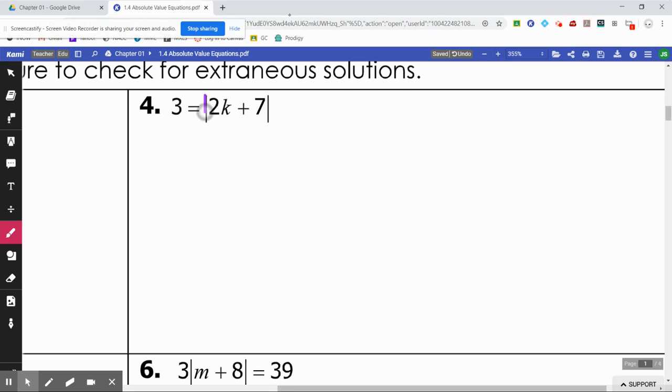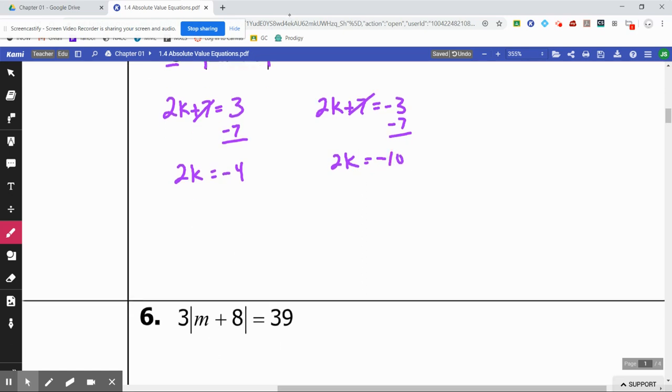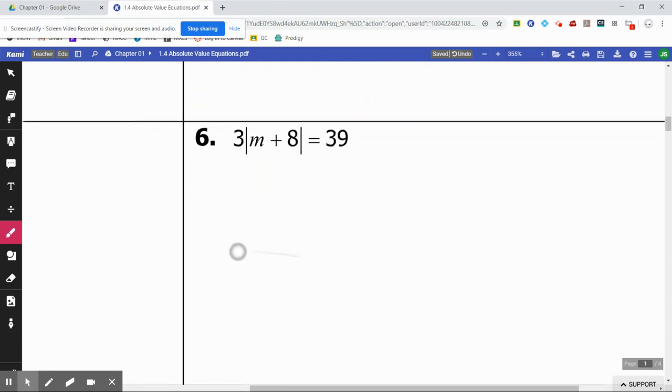Number 4. Again, isolate the absolute value bars. Then set the stuff inside equal to the positive of this, or the stuff on the inside could equal the negative of that. Two-step equation. Get rid of the +7 by subtracting 7. And you could actually do it on both of them because it's going to be identical steps on both of them. Last step, we're going to divide by 2, and we get that k is either -2 or k could be -5. Plug those in. Both of those do work. Number 5.